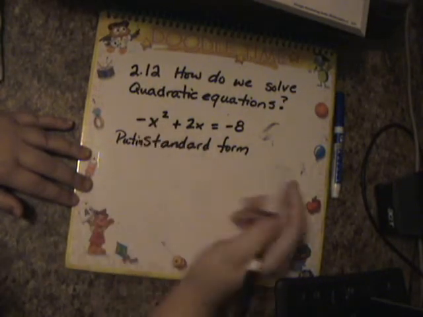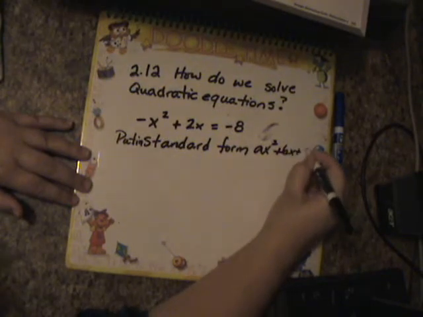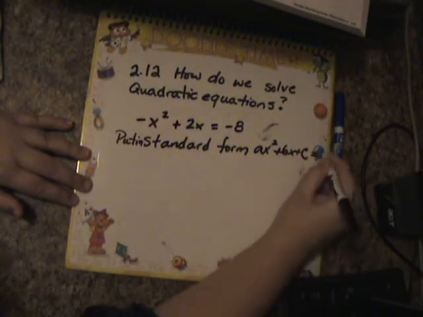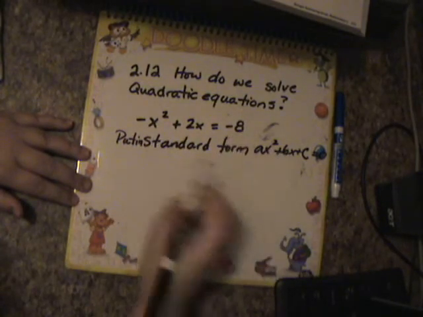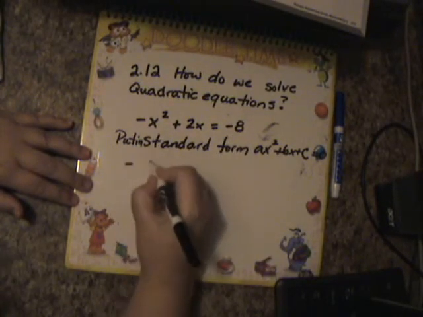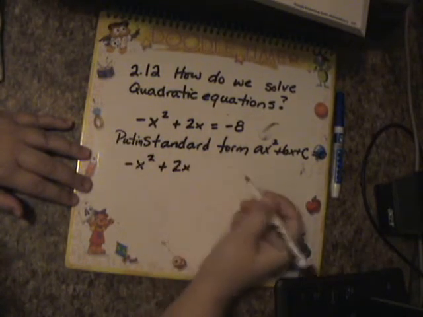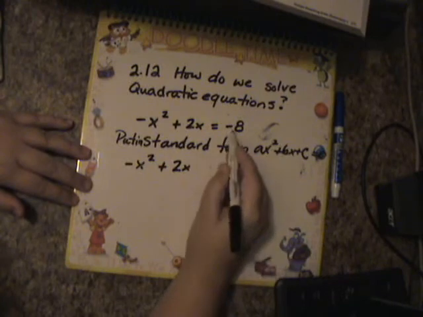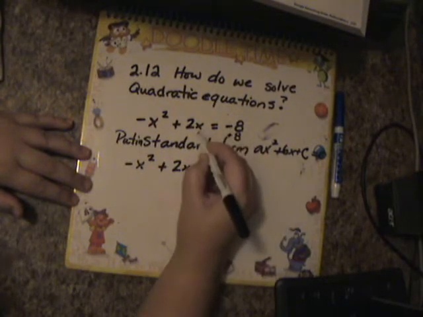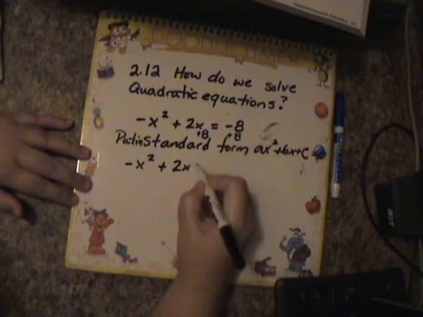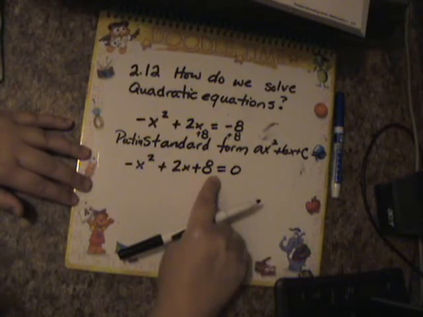So standard form is where we have ax squared plus bx plus c equals 0. So this is not in the standard form, it's not equal to 0. So we would say negative x squared plus 2x, and then I move the 8 over here. To do that, I add 8 to this side, and so I add 8 to the other side. So plus 8 equals 0. And this is standard form.